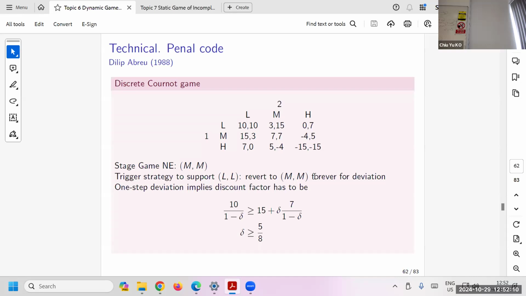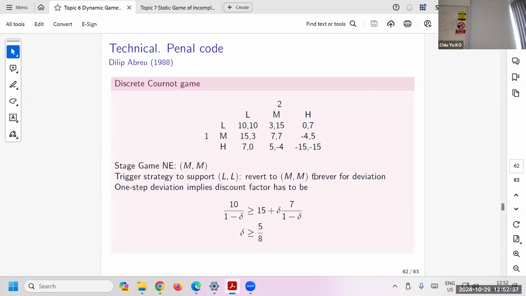Is that okay for this one? According to the equilibrium, you get 10 forever. If you deviate, you gain 15 for once and 7 forever, because 7 and 7 is a Nash equilibrium. Is that okay? LL, yeah. It's like the prisoner's dilemma. Everyone chooses L if it's LL. That's what we mean by trigger strategy.